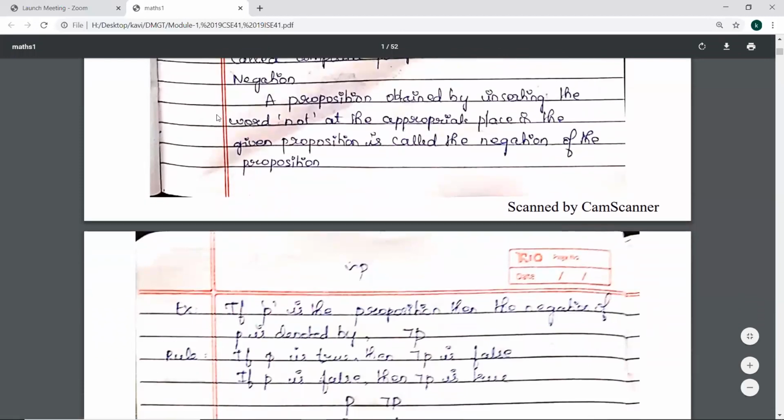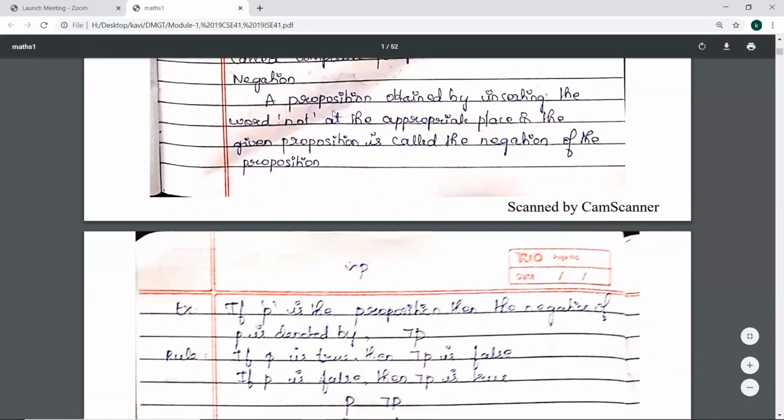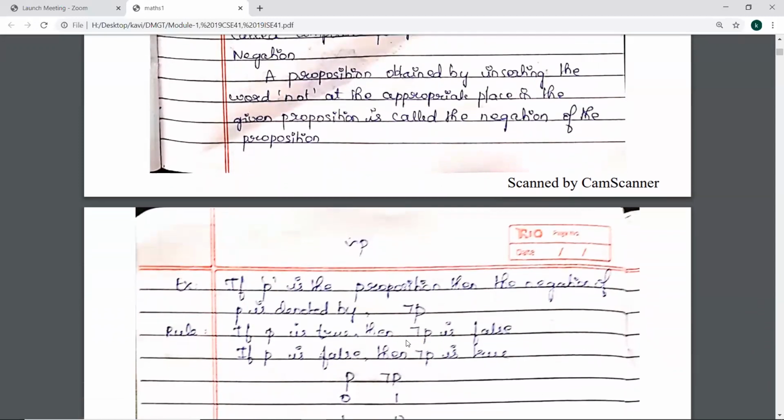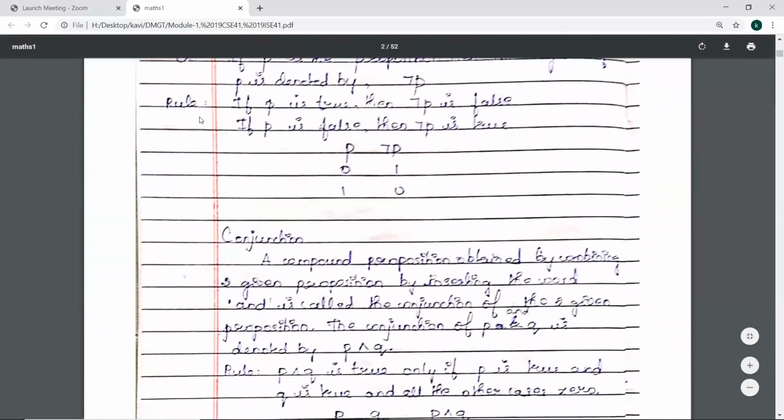Next is the definition of negation. Whenever a proposition is given, if we insert the word not at the appropriate place in the given proposition, it is called the negation of the given proposition. If P is the proposition, then the negation of P is denoted by this symbol, negation P. For every logical connective, we have to remember the rule. The rule for negation is: if P is true, then negation P is false. If P is false, then negation P is true.